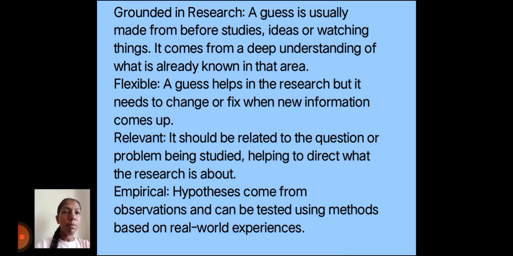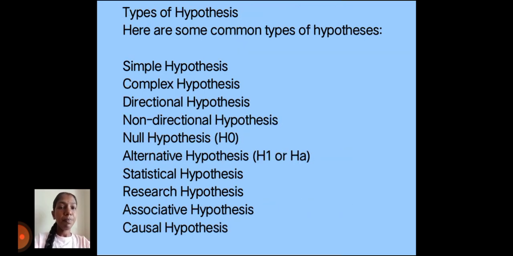And next is flexible. In flexible, a guess helps in research, but it needs to change or be fixed when new information comes up. Relevant. It should be related to the question or problems being studied, helping to direct what the research is about. Empirical. Hypotheses come from observation and can be tested using methods based on real world experience.